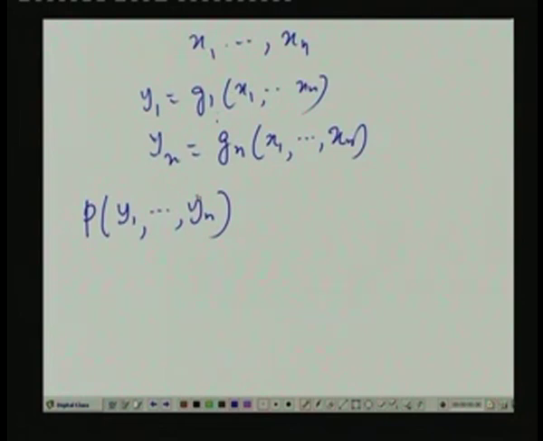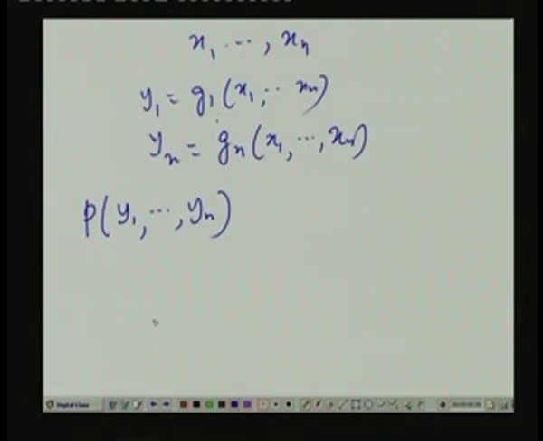First step is you put those values in these equations for y1 up to yn and solve. If you get no solution, suppose you cannot find any x1 to xn for which these equations are simultaneously satisfied, that means this is an impossible case, because no x1 to xn will give you that combination of y1 to yn. So, then the probability density will be 0.